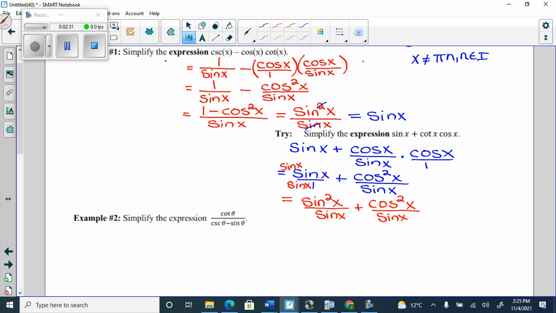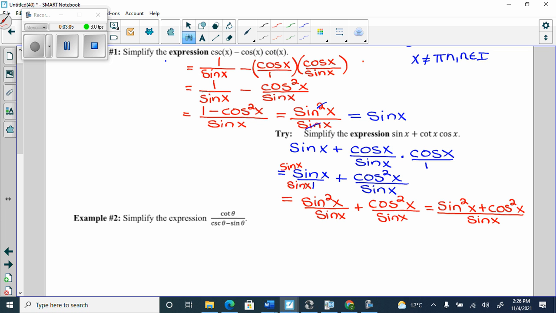Once you have a common denominator, you can write your whole numerators over one denominator, right? So we're going to get sine squared x plus cos squared x over sin x. Do we have anything on our formula sheet that we could replace here? We were talking about Pythagorean theorem identities.